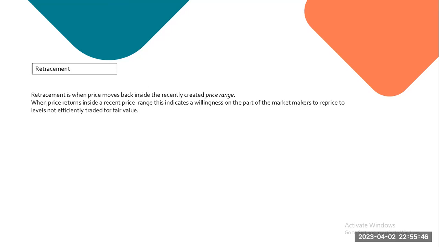Now, retracement. What the retracement means is when price moves back inside a recently created price range. So when price returns inside a recently created price range, it indicates a willingness on the part of the market maker to reprice to levels not efficiently traded for fair value. Now, what I mean by this is when they retrace price, I told you when they expand it up, creating a void, they want to bring it down to be able to rebalance an imbalance. That's the retracement. They rebalance the imbalance in price. They rebalance the void left in price, and also add to their existing orders.